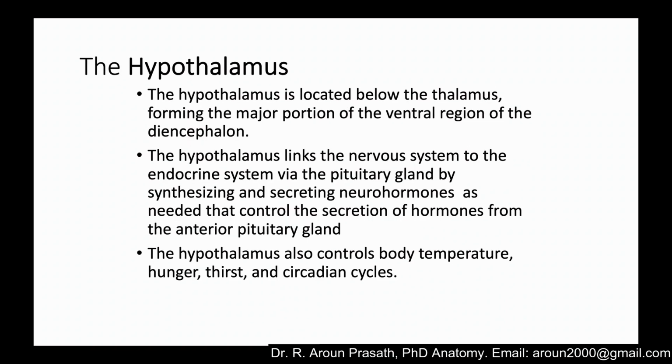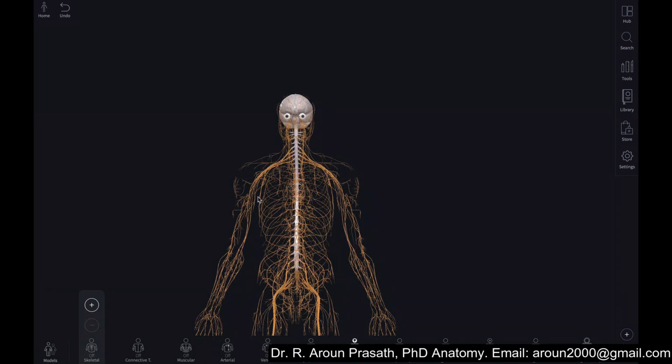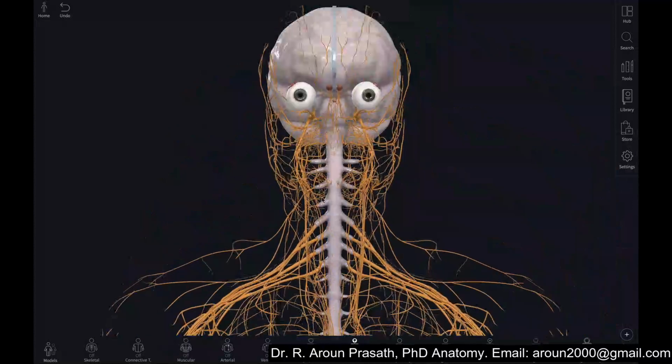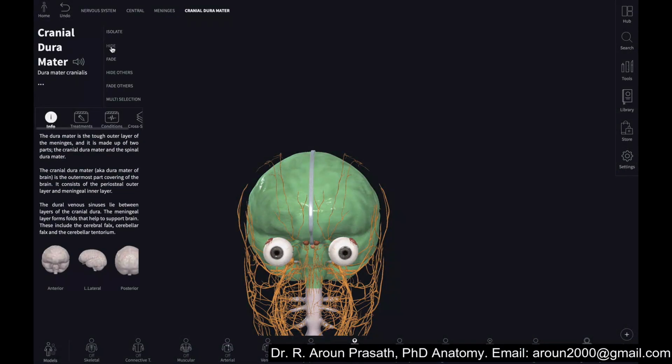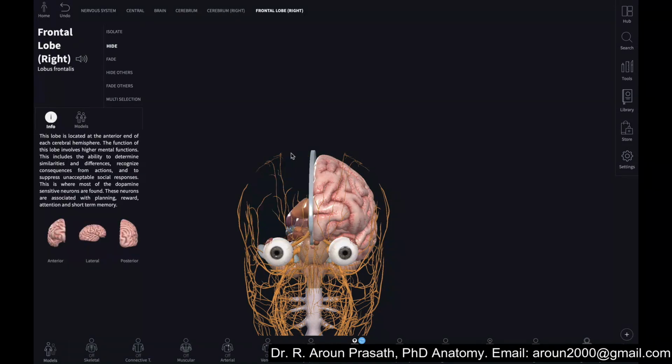Now we are going to see about the hypothalamus. Before going into the hypothalamus, I would like to show you its location so that it is easy for you to understand. The hypothalamus is present at the base of the cerebral peduncle, I mean on the cerebral peduncle. So for that I have to show you the hypothalamus. I have to go deep into the brain stem.